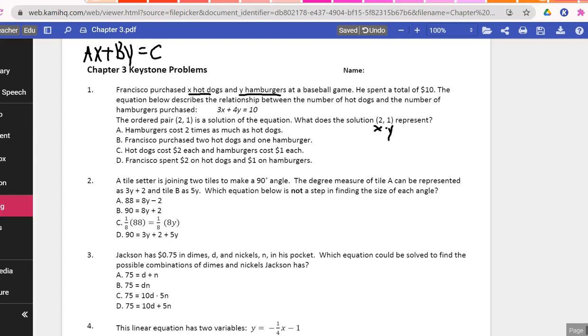So in this case, answer choice A, hamburgers cost 2 times as much as hot dogs. No. The cost actually will be $3 and $4. Those are things that you can infer from the equation that you're given. Answer choice B, Francisco purchased 2 hot dogs and 1 hamburger. Yes, that is your answer. That's the one you want to choose. In this case, X and Y represent the number of hot dogs and number of hamburgers, and it has nothing to do with the price. The price is $3 and $4. You can also get rid of C and D.